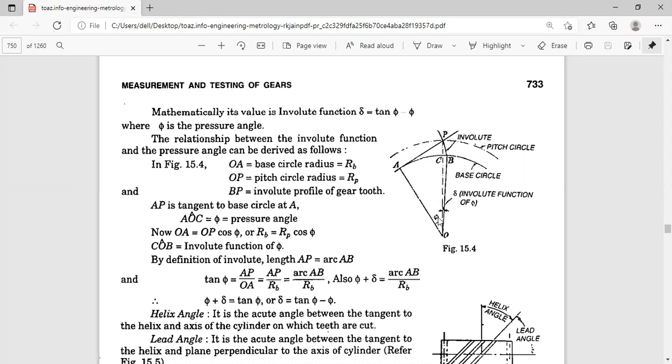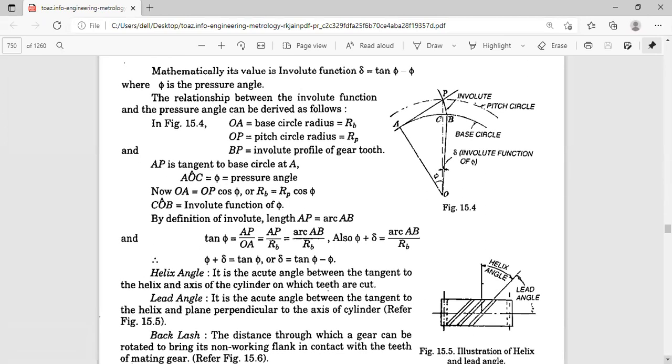But what is tan phi here? The summation of this pressure angle plus the involute function. So phi plus delta is equal to tan phi, or delta, that is the involute function, is tan phi minus phi. It is very important, this particular derivation we ask in the short answer, but you have to know from the basics all these things: the notations, the terminology regarding the line of action, what is pressure angle, what is involute function.